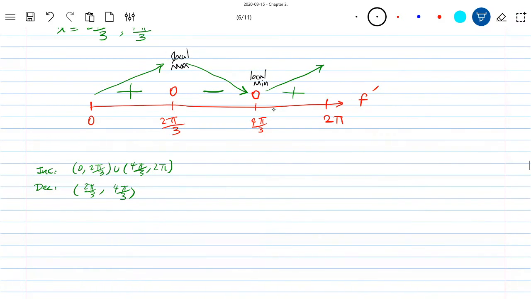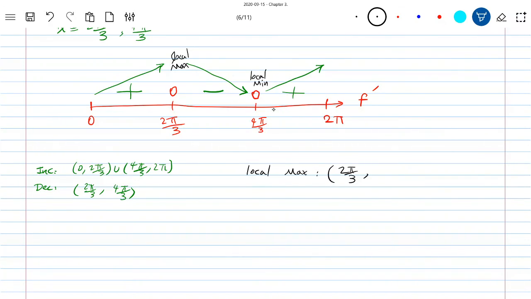They ask you for local max and local min value. That means find their corresponding y value. If they say local max value, if they ask you for the point, you should write 2 pi third as the x coordinate and the y coordinate, whatever the y coordinate is. So let me write it as a point. It would be 2 pi third.